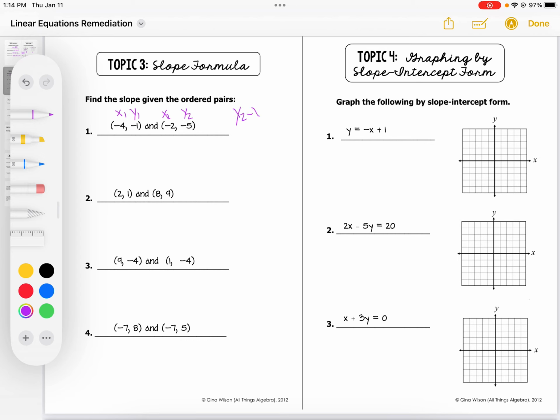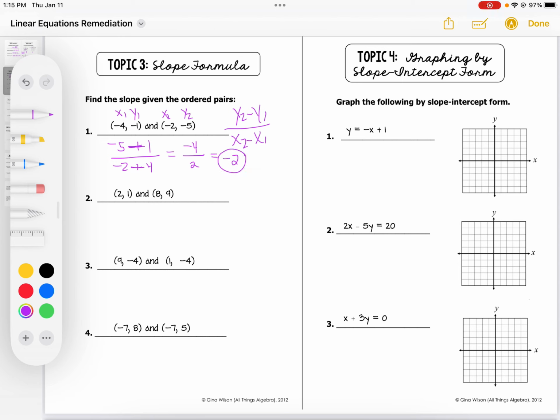The formula says take y2, subtract y1, simplify that, divided by x2 minus x1. So we have here -5 minus -1, double negative, be careful, over -2 minus -4, double negative, be careful. -5 minus -1 is really -5 plus 1, which is -4. -2 minus -4 is really -2 plus 4, which is 2. Then simplify. -4 divided by 2 is a slope of -2.